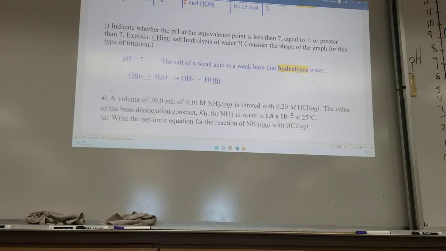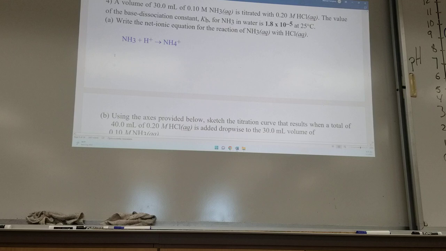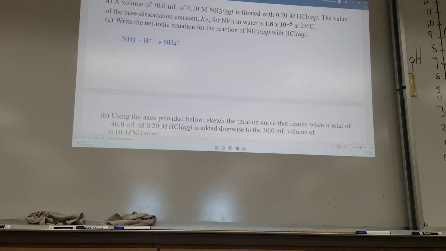Okay, check your work on A. Got that? Good. On B, you need two calculations. Number one, calculate the mid-equivalence point. Number two, calculate the equivalence region. You need to calculate that. You need to calculate this. Where is that going to be? Calculate those two things and then graph those things. The equivalence region is the volume required. Figure out how much is required.